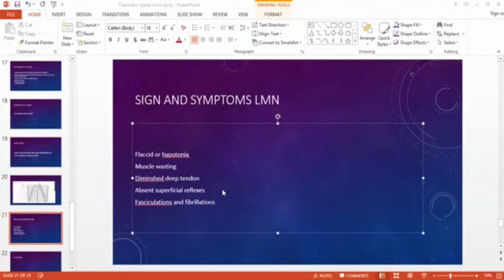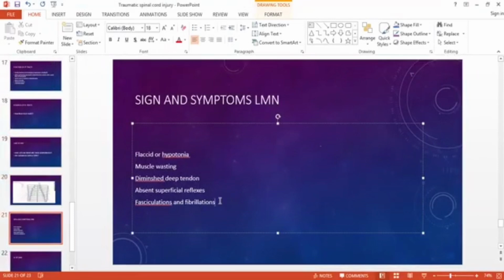Fasciculations is the twitching which you can see with your naked eyes. You don't need a microscope or electron microscope or anything. Fibrillations is something that you can only see with the help of an instrument, like electromyographic studies. So these are very deep, at the micro level, you would say. Oftentimes we can also see fasciculations, like muscle twitches. Okay, so this is about the lower motor neuron.